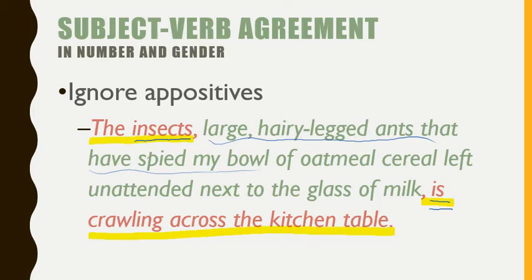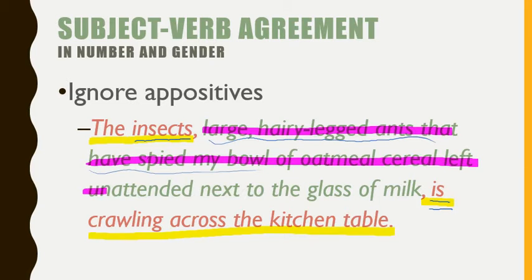Now, when you're a test taker, you have to be able to basically ignore this part. Recognize what the appositive is, ignore that part, and read just the main sentence. The insects is crawling, you would read, and you would know right away that this is incorrect. So you would have to change the is to an are.